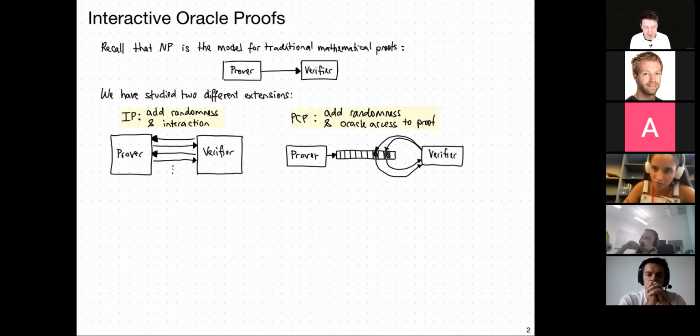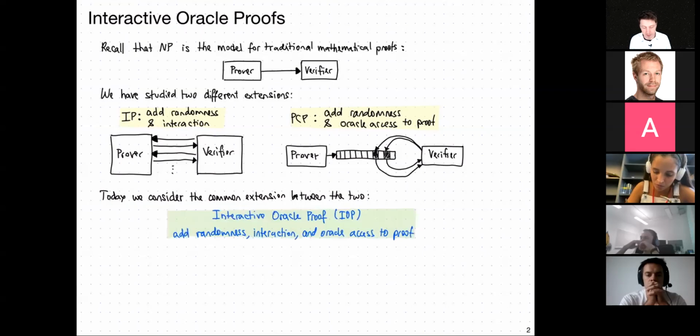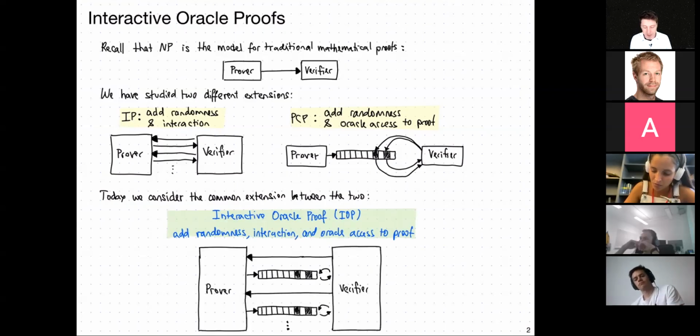But this way of describing things makes you wonder, what if we were to leverage both interaction and oracle access to a proof? And that is precisely what interactive oracle proofs are. They're the common extension between the two. So we're going to enable the verifier to use simultaneously the resources of randomness, interaction, and oracle access to a proof. So this is how it would look like.